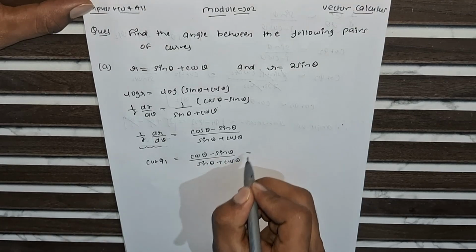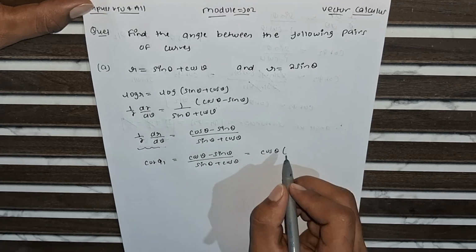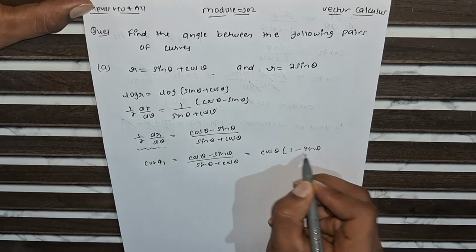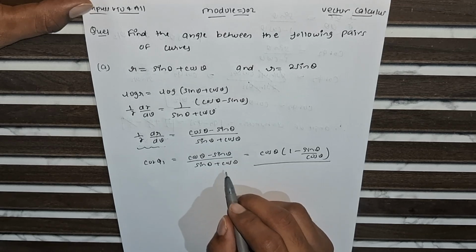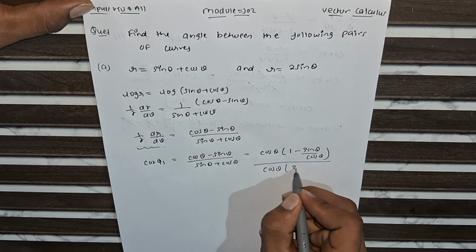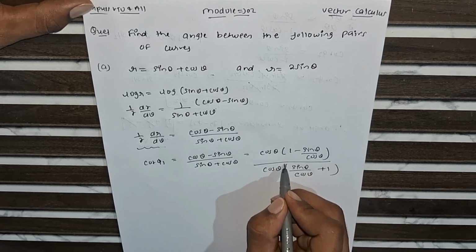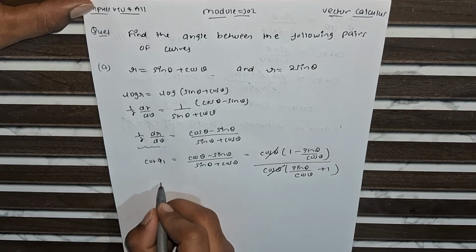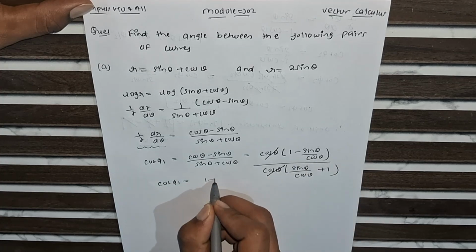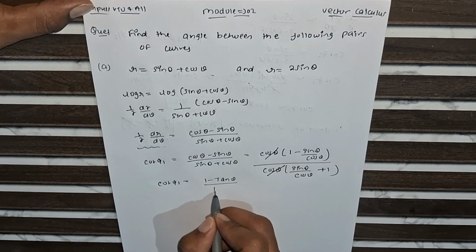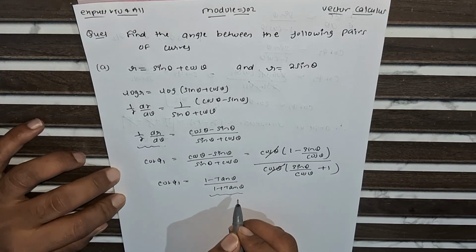In the numerator we can take cos theta as common, which gives 1 minus sin theta by cos theta. Likewise from the denominator we can take cos theta common, so we get sin theta divided by cos theta plus 1, so this will cancel out. So cot phi 1 equals, since sin theta by cos theta is tan theta, 1 minus tan theta divided by 1 plus tan theta.